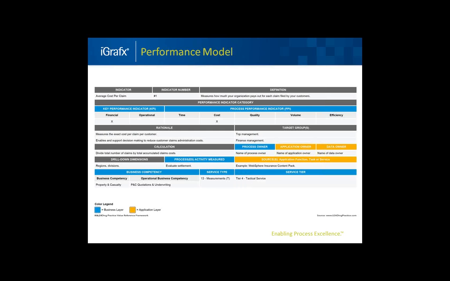This measurement of average cost per claim is a tactical measurement. Why? It is about control, it's about governance, it's about monitoring of what is happening for evaluations and audits. Therefore we would know it's a tactical measurement. It's not a strategic and it's not an operational.